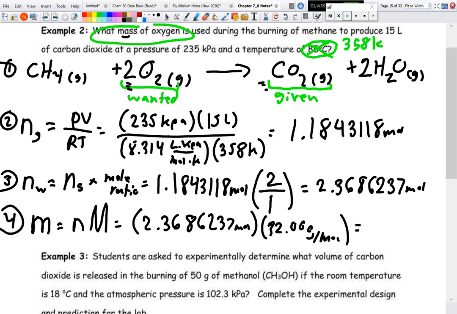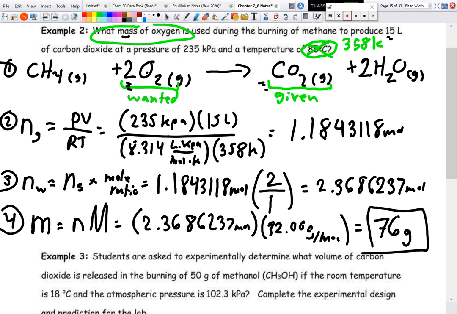And our final answer with 2 significant digits because of that 15 liters up here. And of course, even our degrees Celsius, only 2 significant digits. So our final answer is going to be 2 significant digits. And we get 76 grams. And that is the answer for number 2.